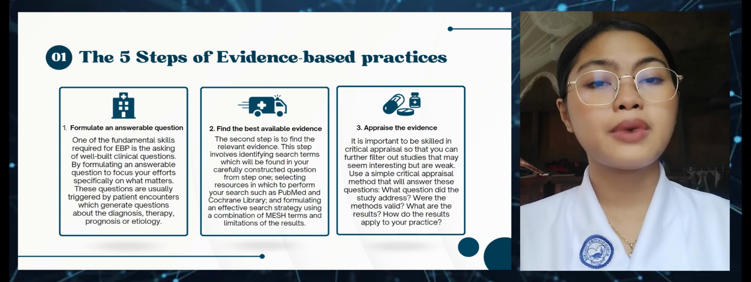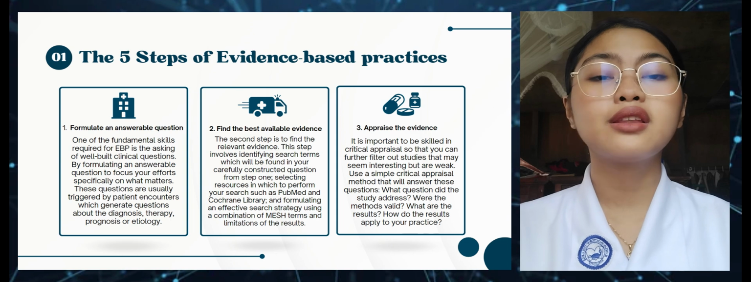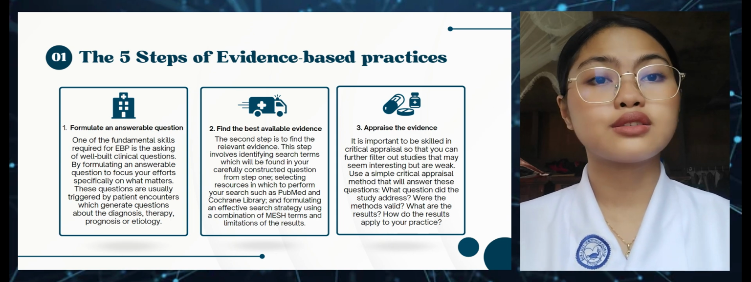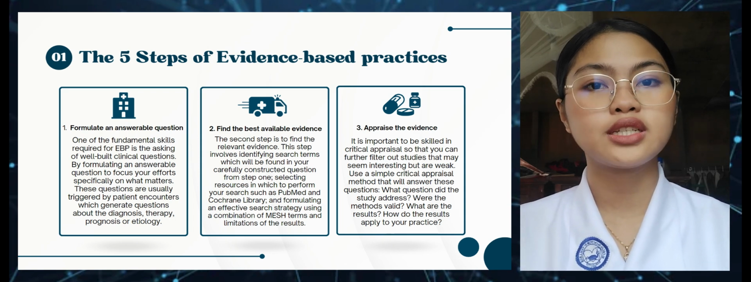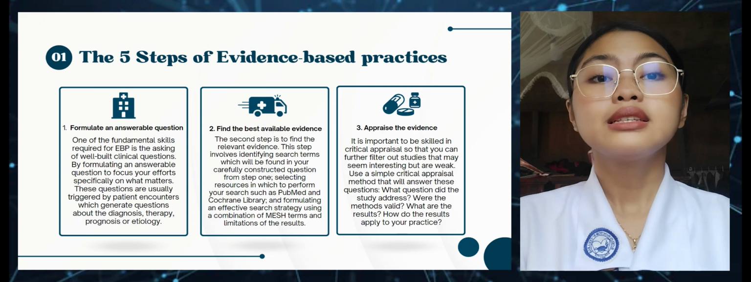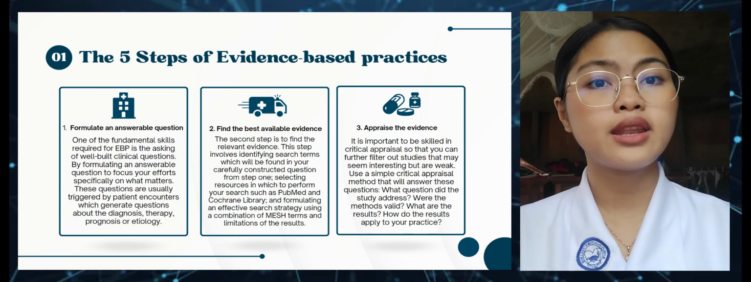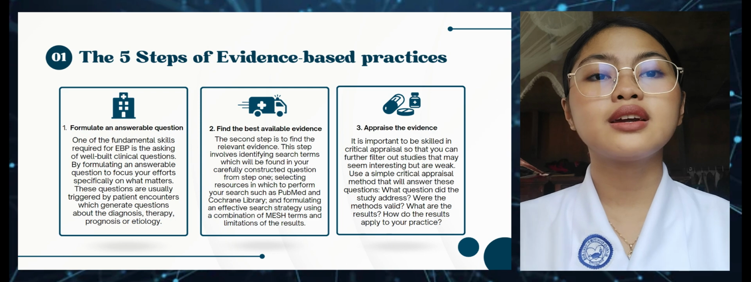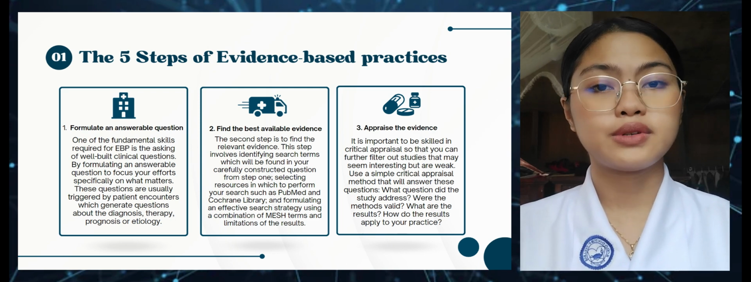Second, find the best available evidence. The second step is to find the relevant evidence. This step involves identifying search terms which will be found in your carefully constructed question from step 1, selecting resources in which to perform your search such as PubMed and Cochrane Library, and formulating an effective search strategy using a combination of MeSH terms and limitations of the results.